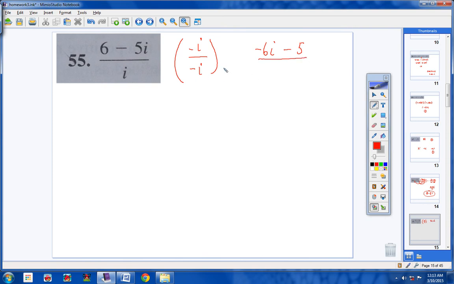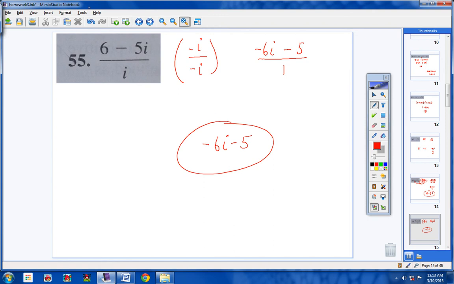Now, i times negative i is negative i squared. So you really have a negative and then a negative 1. So your denominator becomes a positive 1. So really, if it's over 1, then you're finished. Your answer is negative 6i minus 5, okay? And that's number 55.